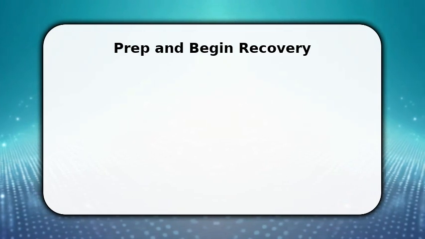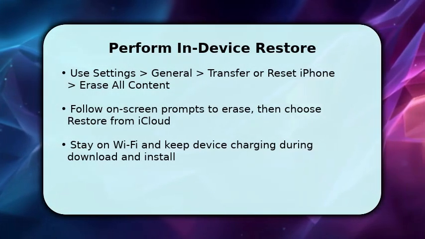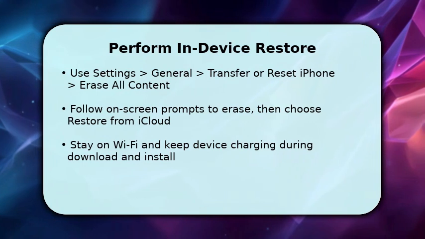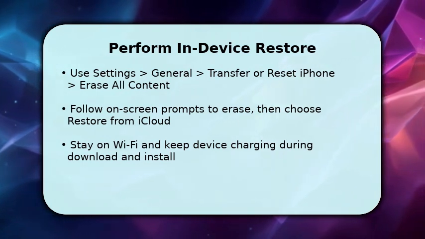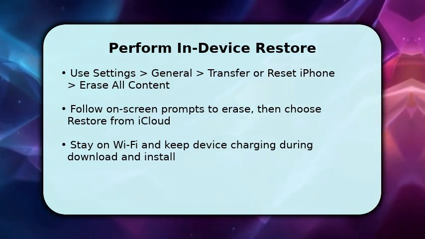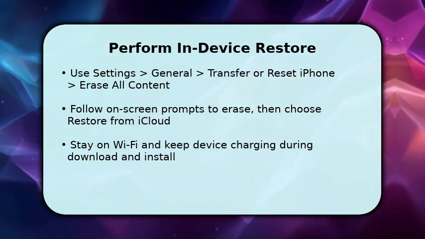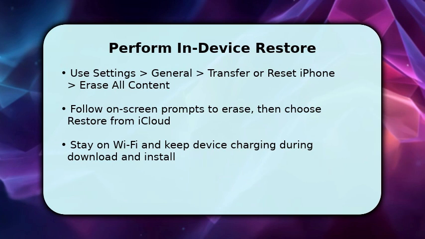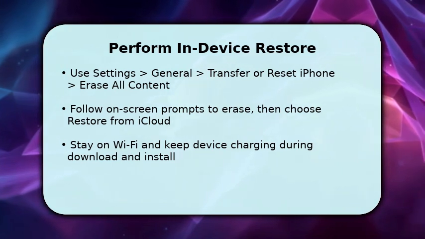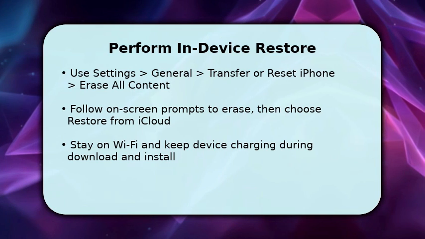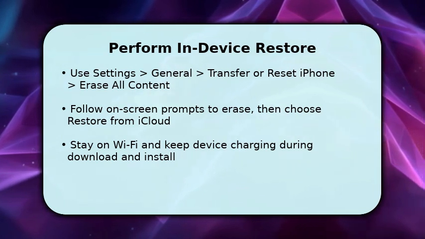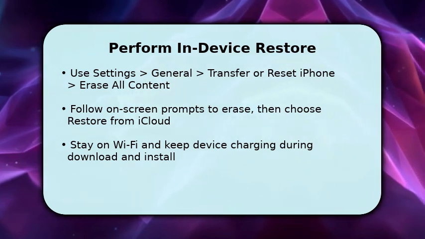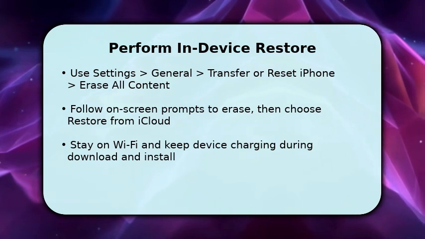You now execute the core restore steps on the device. In Settings, open General, then Transfer or Reset iPhone, and select Erase all content and settings. You're erasing so the device can reinstall iOS cleanly. After the erase completes, choose Restore from iCloud Backup at Setup and sign into your Apple ID. While the device downloads and reinstalls the system and apps, keep it plugged in and on Wi-Fi to avoid interruptions.